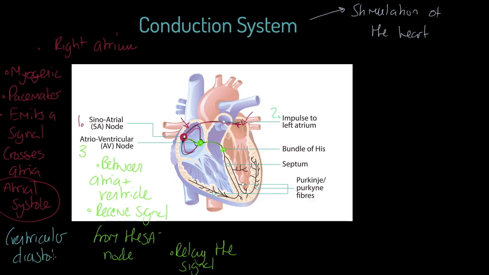In other words, as the atria are contracting, the ventricles are relaxing. Now we're going to get to the ventricles contracting. So we've got this new signal. The signal has been emitted by the atrioventricular node. It's now passing centrally into the septum.